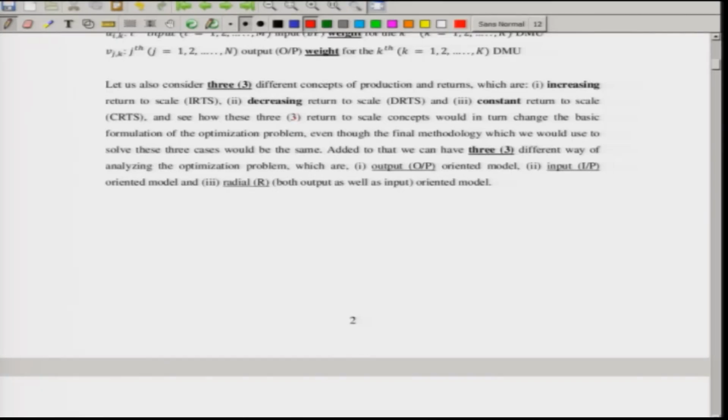Added to that, what we said is basically this increasing, decreasing and constant return to scale. We will have three different types of models. One is the output oriented model, one is the input oriented model, and one is the radial model. We will consider the combinations of the output and the input coming into the picture. So, output would have some implications, input would have some implications. The output orientation means some implication with respect to the output, input means some implication with respect to the input, and the radial measure would basically be a combination of them.